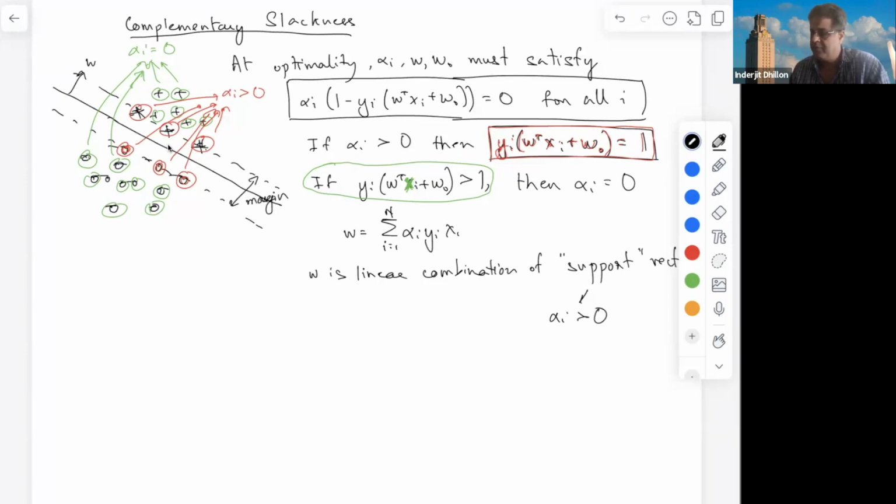Okay. Any questions? And see, we could only arrive at this by understanding the duality, right? Otherwise, you would not be able to get this.